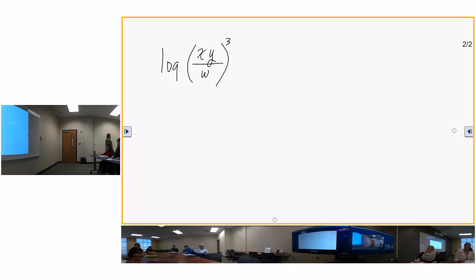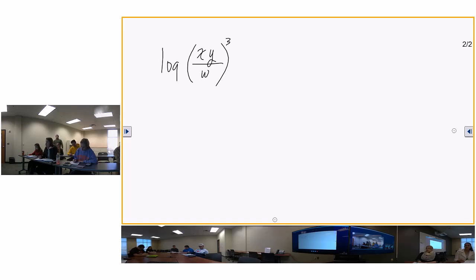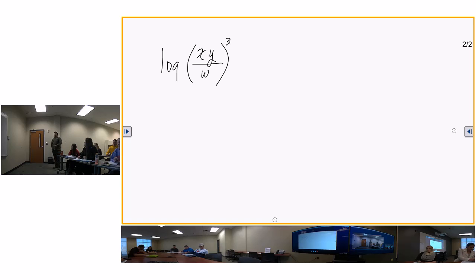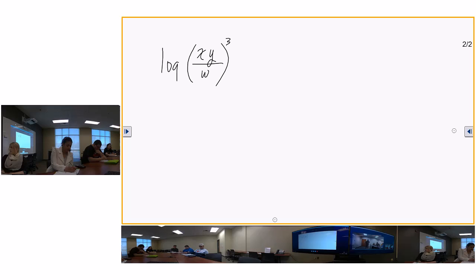Now, a lot of you are sitting there staring at it because you don't know what to do. Well, does it have an equal sign? No. So therefore, it is an expression. It is not an equation. So therefore, you're going to simplify it or expand it. Which one are we going to do? Simplify. Expand.